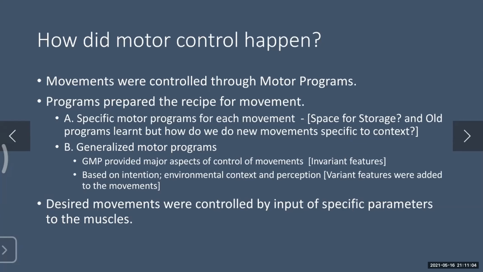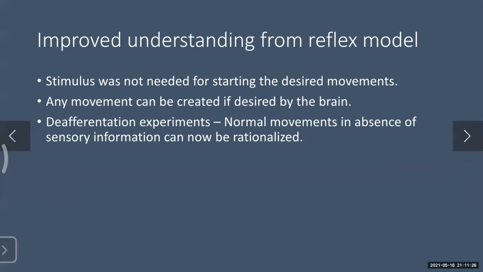So desired movements were controlled by input of specific parameters to the lower system, that is your alpha motor neuron and your muscles. These programs specified how much the muscle has to work, and it was giving inputs to that. So that is how the motor program runs and produces a movement. Now, we see there is an improved understanding which we get from the motor program model over the reflex model. Number one, since a stimulus was not needed for starting the desired movement, any movement can be created if desired by the brain. That's the first advantage, right? And the deafferentation experiment findings could very well be explained because the movements are produced by the brain, and so sensory information may not be needed. So normal movements happening in the absence of sensory information can now be rationalized. We can think, okay, it's normal for that to happen.